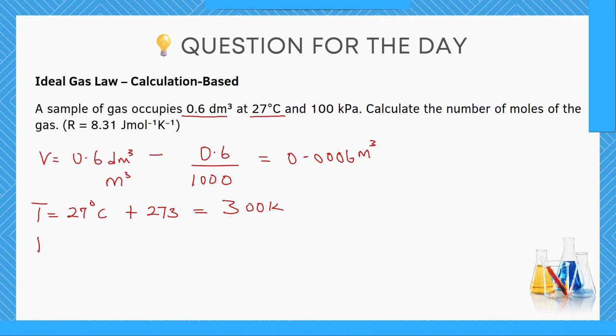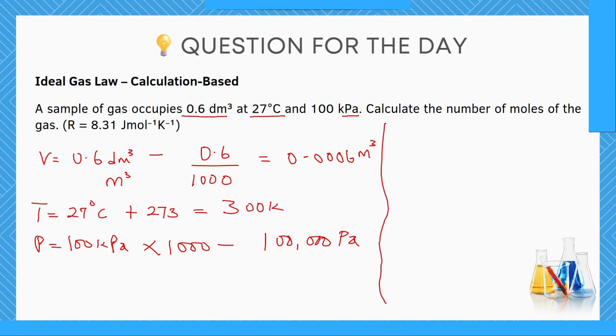The next thing is pressure. Pressure has to be measured in pascals, but we were given 100 kilopascals. To convert from kilopascals to pascals, we simply multiply by 1000. So that gives us 100,000 pascals.